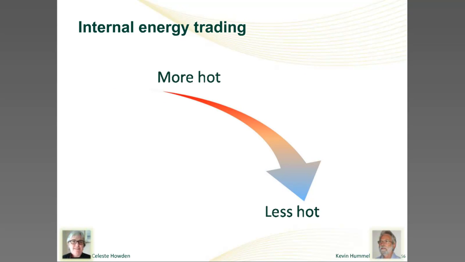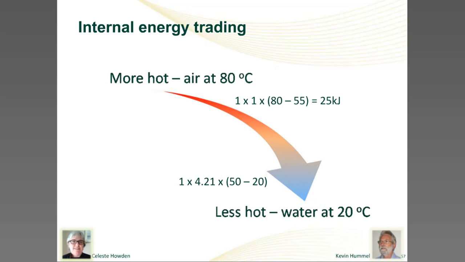Before we can do internal energy trading, we need to look at some of the limitations. And this is that energy only runs downhill. So it runs from a more hot process to a less hot process. Sometimes we need to do a bit of a quick calculation as to how much heat is available. So we take an example.